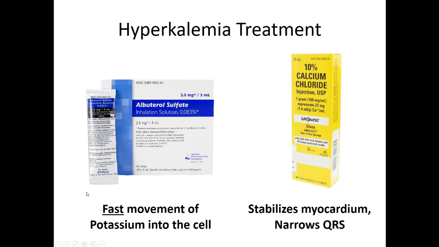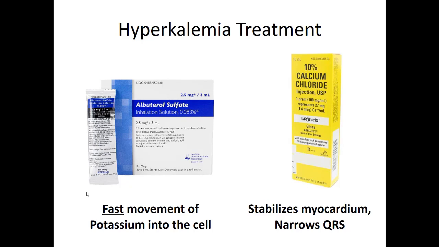How am I going to treat it? First thing I'm going to do is I've got to move that potassium where it needs to go. And one of the easiest, quickest things you can do to move potassium out of the blood and into the cell is to give albuterol. And it'll be 15 milligrams per nebulizer. That's going to actually help correct your problem.